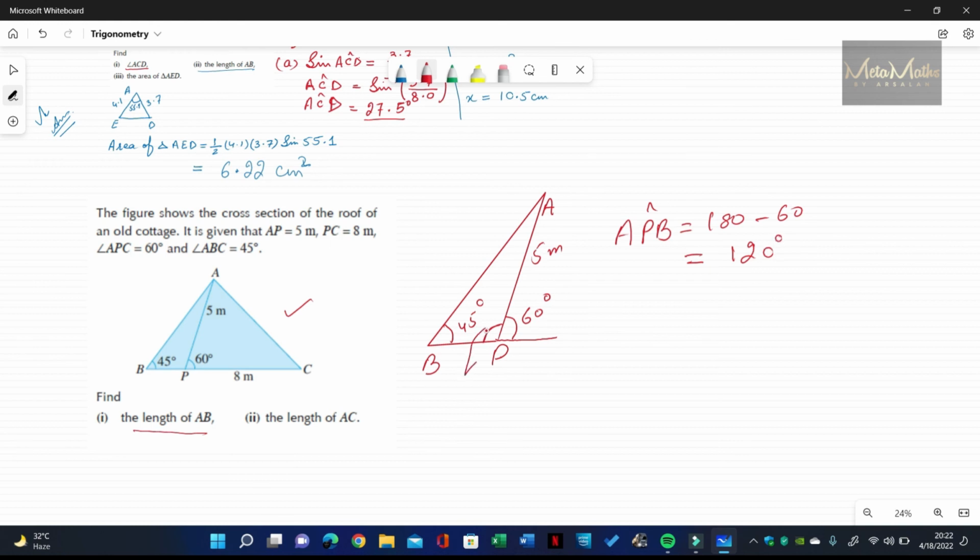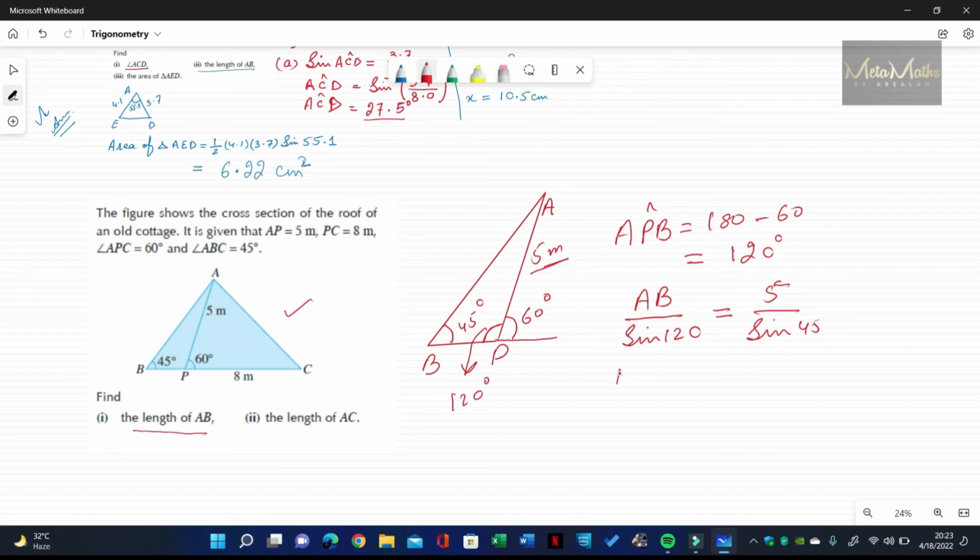Now this angle is 120. Now I will use sine rule because I have this 5 meter line and the angle opposite to it is 45. Also I need to find AB and I have the angle opposite to it, right? So AB over sine 120 equals 5 over sine 45, because in front of this 5 meter line we have 45 degree angle.